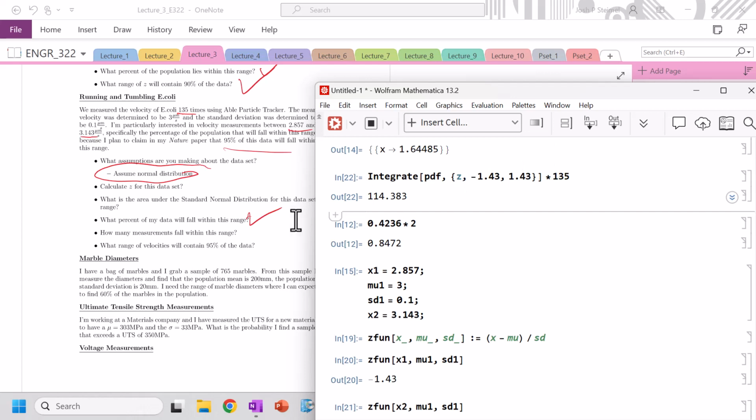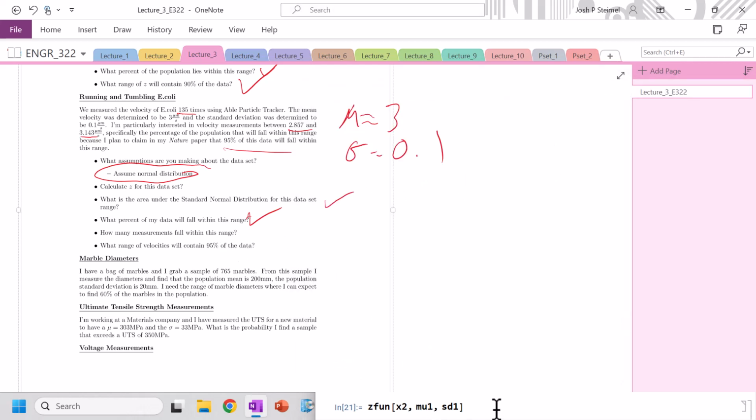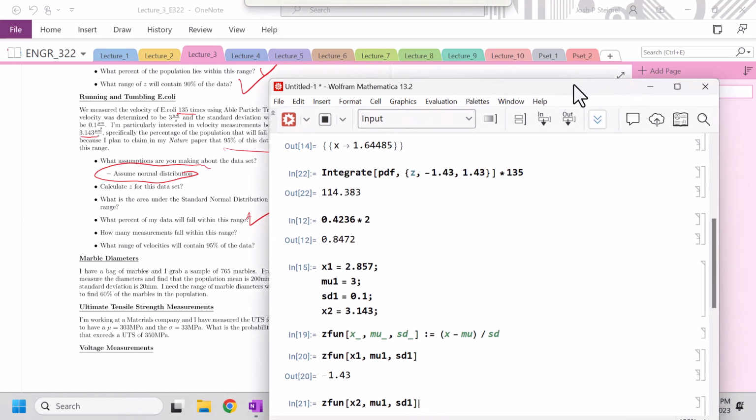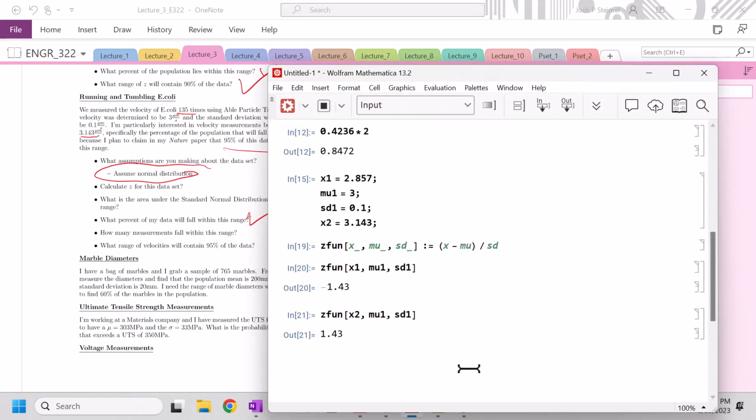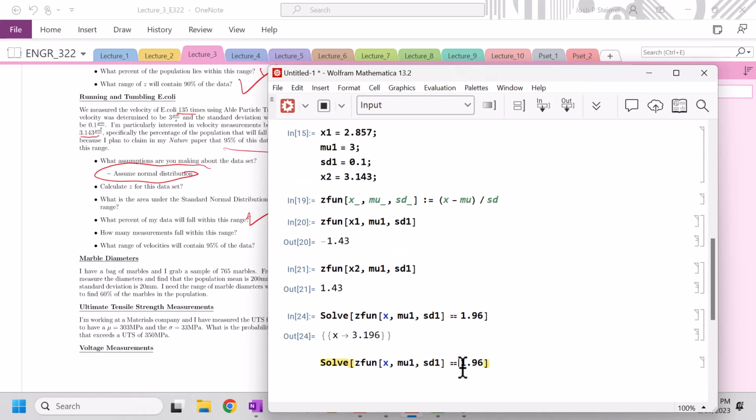And this is a very good question. What range of velocities will contain 95% of the data? So we're looking for measurands here, correct? So I can go ahead and say Z function of x, mu1, SD1, and we need to solve for it, because we know our z value that will give us 95% is 1.96. So we need to solve when this is equal to 1.96, and we get this. And then you could also do, if we're looking at symmetric, minus 1.96, and you can get your range of velocities here. So that's it.